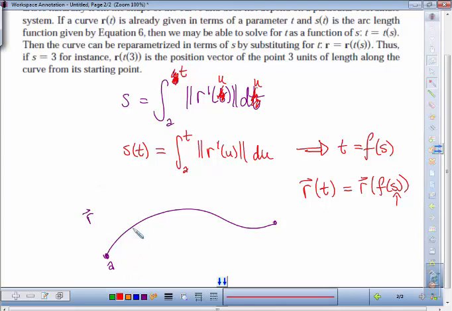What this is saying is that if I move over here, say s is equal to 5, then this length over here is going to be equal to 5. And if I pick another s value over here, maybe s is equal to 12, then that means the length over here is actually equal to 12.